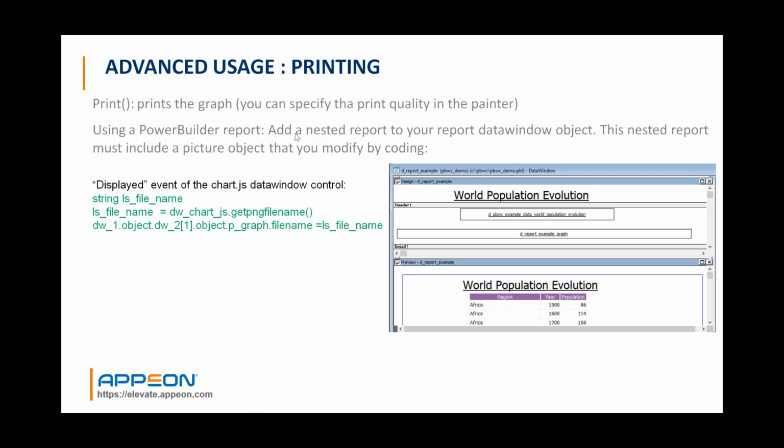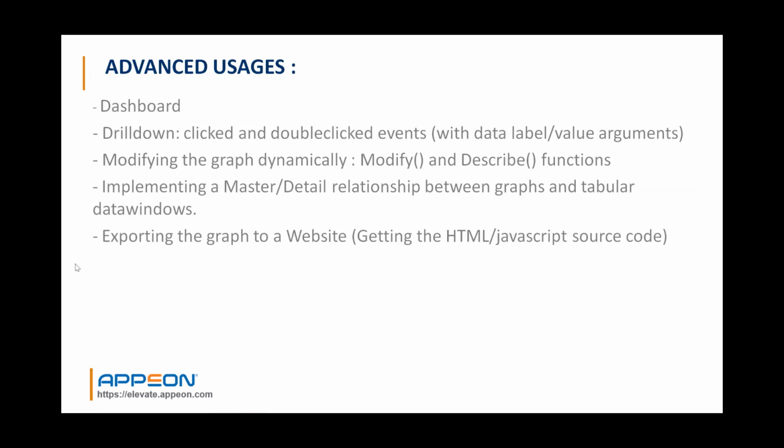So you will create a nested report, and in this nested report, you will include a picture that you will modify dynamically with the code listed here, where you create a variable and you generate a PNG file with the PowerChart control, and you update your picture with the PNG file that has been created. Printing is one use case amongst others.